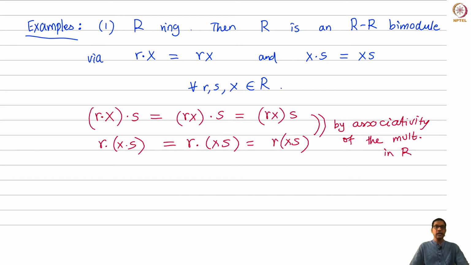Okay, so that's exactly what makes R into a bimodule over itself, because the multiplication is associative and therefore the left and the right R module structures are compatible. So this is the first example: any ring is a bimodule over itself.